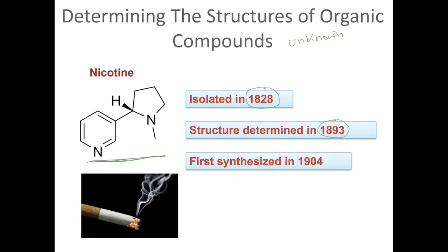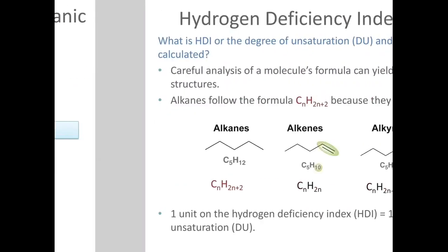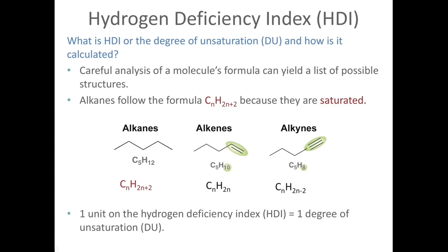However, after the structure was determined, the synthesis was able to be achieved for the first time in the year 1904. With the current techniques and innovations, we are able to develop new compounds and synthesize them within a matter of days. How then do we achieve that?